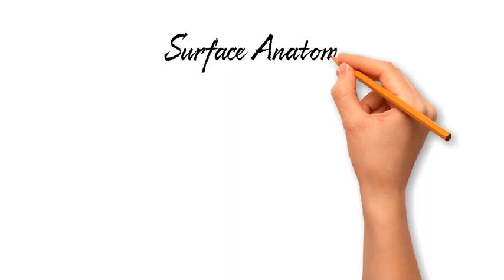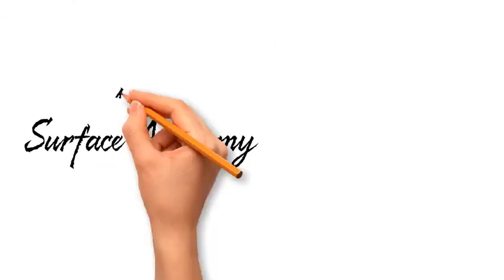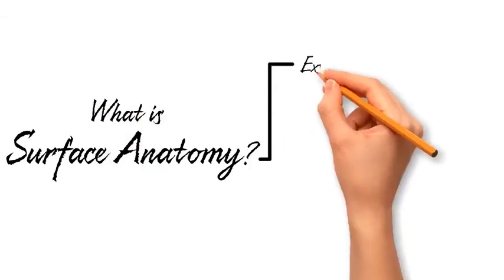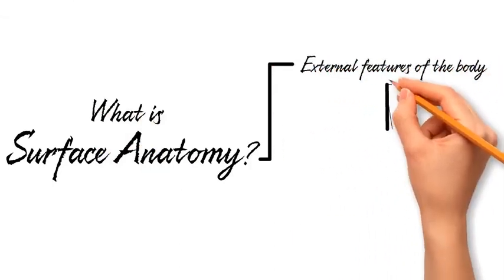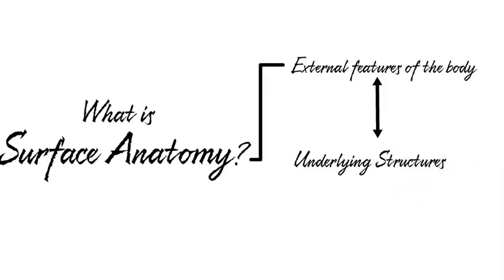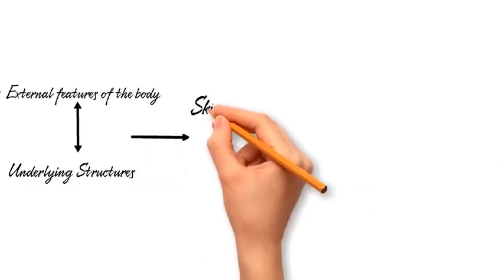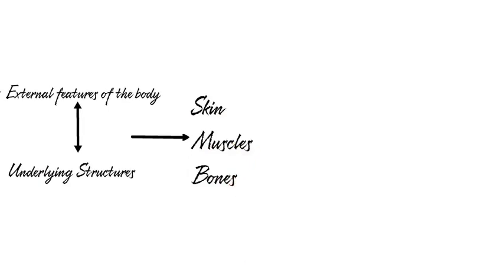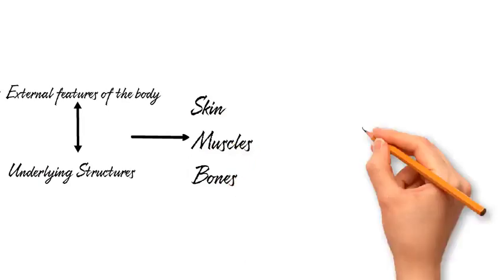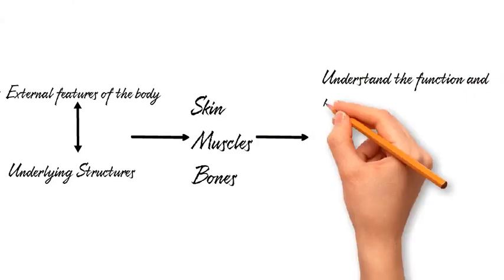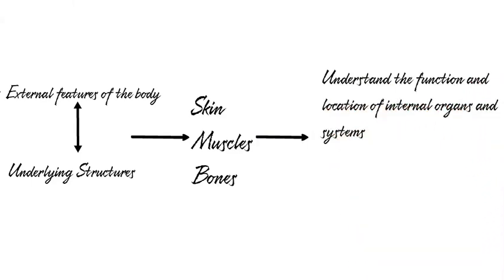Before we go on, let's talk a bit about surface anatomy. This is also another subdiscipline of anatomy which is of great importance to people in the medical field. So, what exactly is surface anatomy? Surface anatomy is the study of the external features of the body and how they relate to the underlying structures. It involves the examination of the skin, muscles, and bones on the surface of the body. This is important because it allows us to understand the function and location of the internal organs and systems, as well as diagnose and treat various medical conditions.